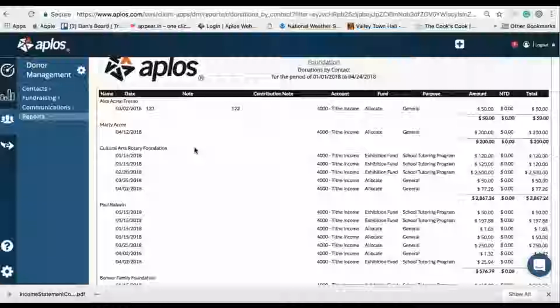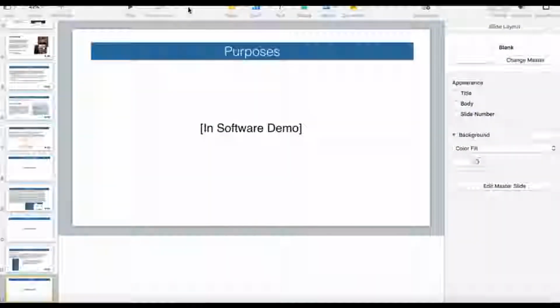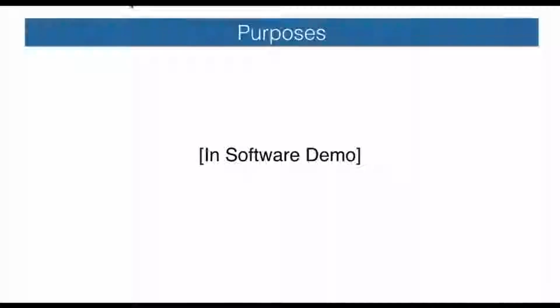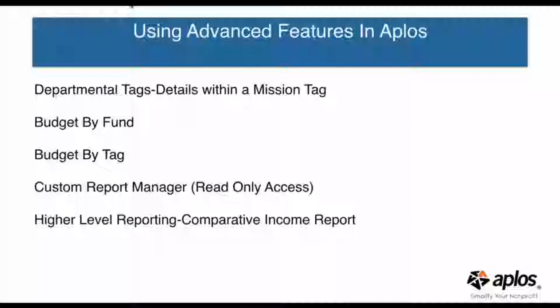But purposes are where you set up the route in which you can track who's giving where and to what cause or purpose. So I think that is another way to go about doing that as well. So we have funds, we have purposes, and then we have custom tags.